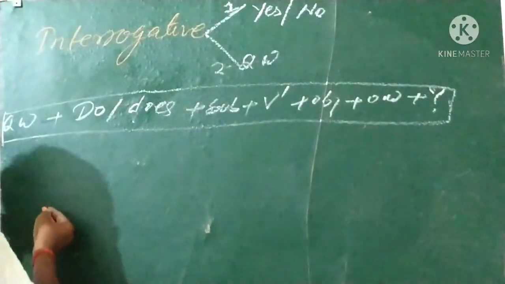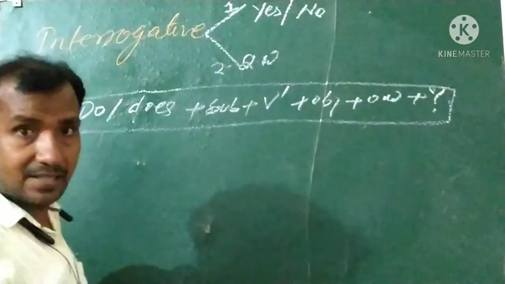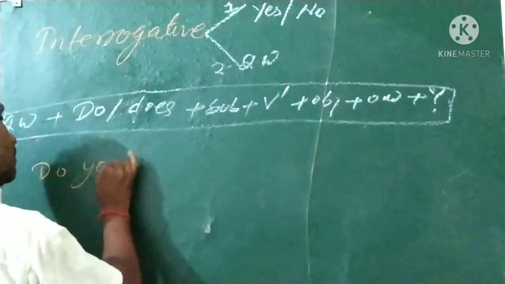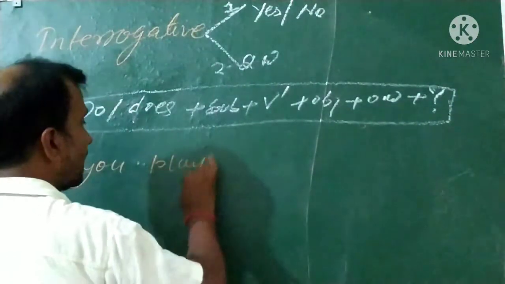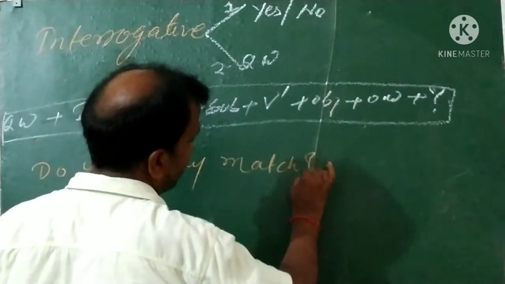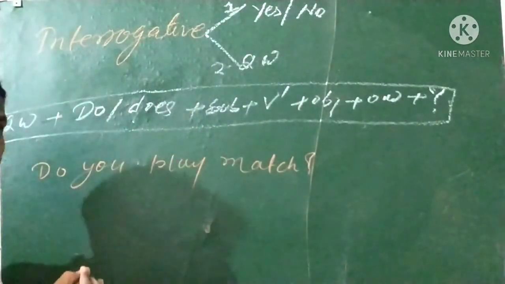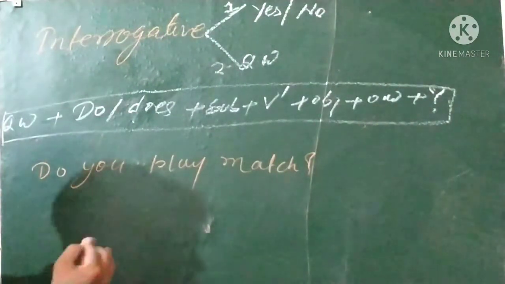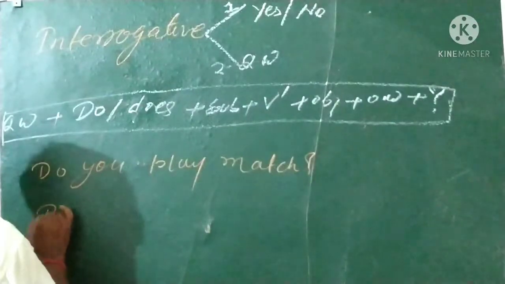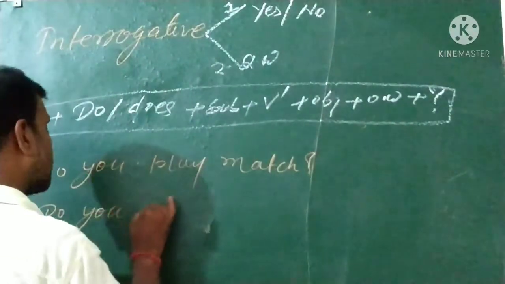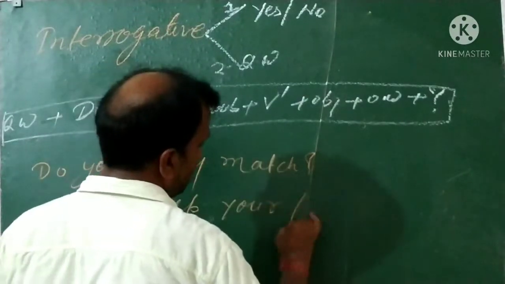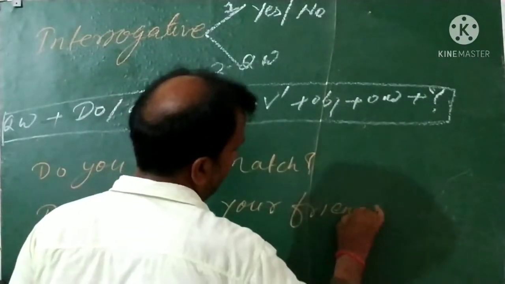For example, क्या आप मैच खेलते हो? Do you play match? क्या आप अपने दोस्तों की मदद करते हो? या क्या तुम अपने दोस्तों की मदद करते हो? तो do you help your friends?